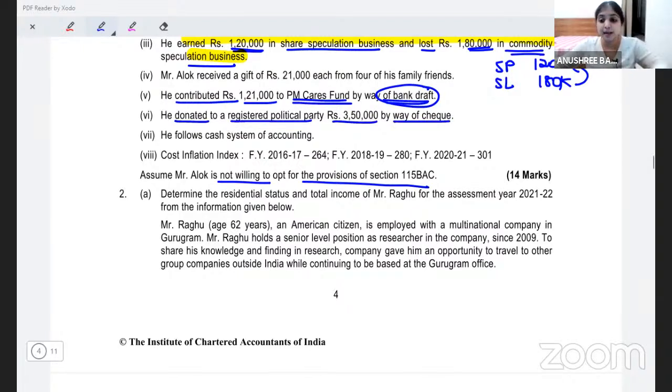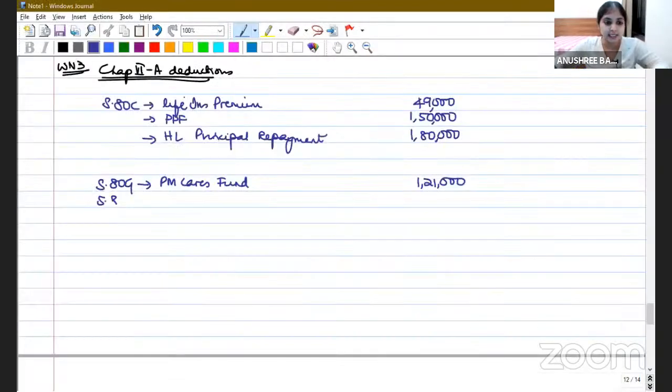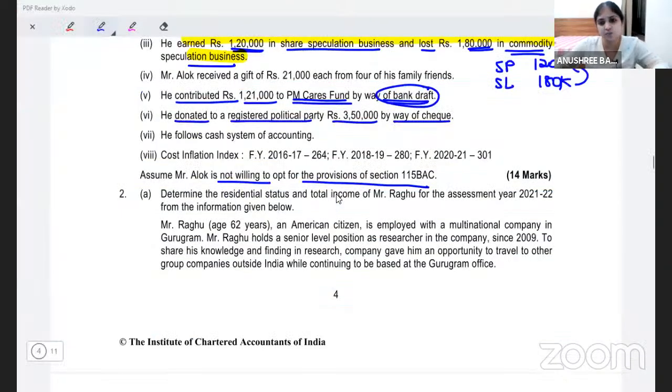Donations to political parties go to which section? Individual is donating to a political party. Section 80GGC. Write down under chapter 6A, section 80GGC, donation to political party. 80GGC says the contribution should be in a non-cash mode. Yes, the assessee has made the contribution by check, non-cash mode.